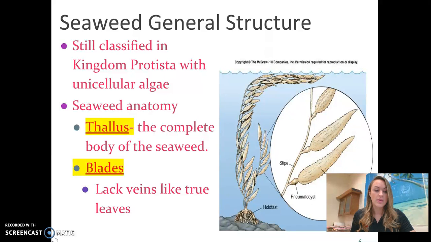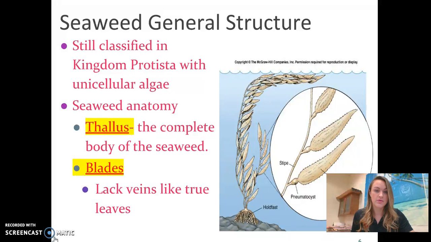The blades are basically the leaves of a seaweed. They are not technically a leaf because they do not have veins. When you think about what a leaf looks like and you hold one up to the light, you can see the veins running through it, whether it be a singular vein down the middle or multiple veins spanning out from there. But the blades actually lack veins.